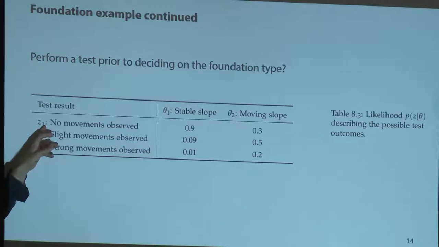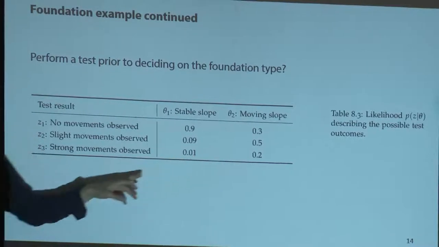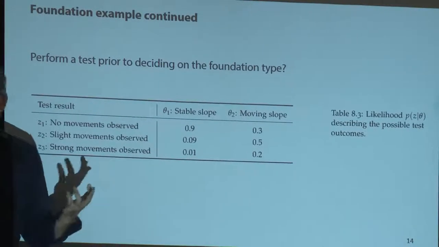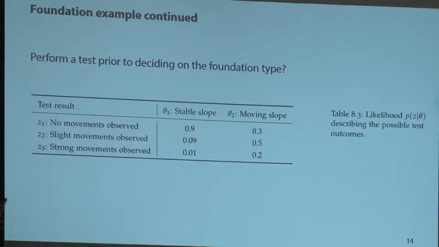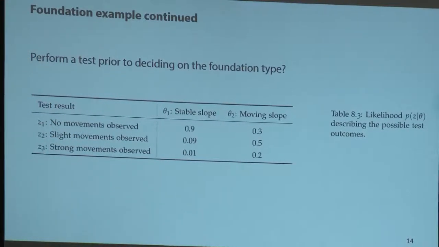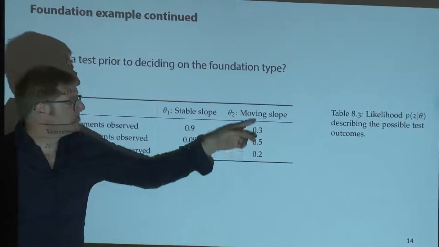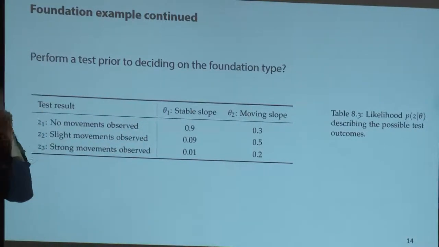the probability is 0.9 that I do not observe anything. But there is still a 1% probability of observing strong movement. There's some kind of measurement error, if you want. If I have a moving slope, I still have a 30% probability that I observe nothing. Maybe because in this particular period of the measurement there's no movement, but that doesn't mean that there's no movement in general. So the observation is not perfect.